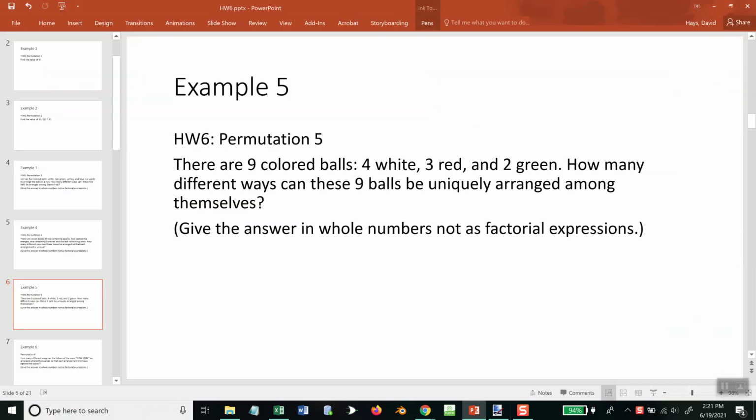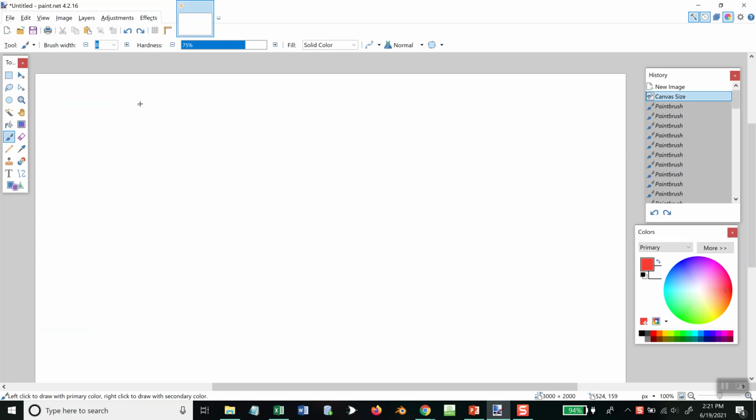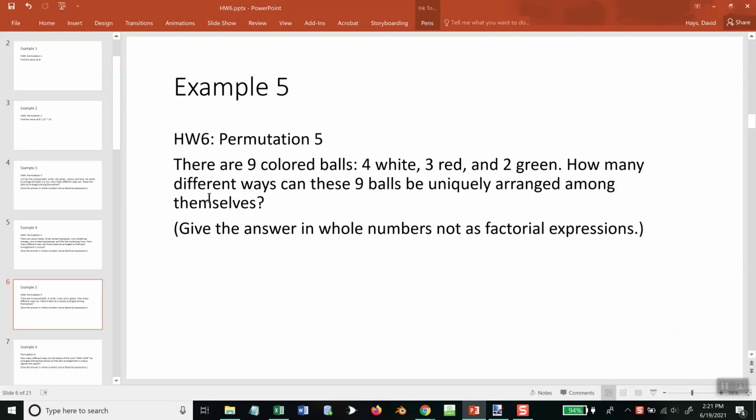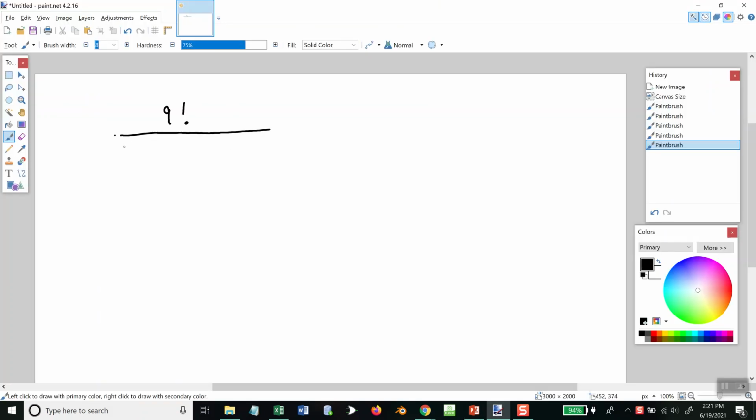Total number is 9, so we got 9 factorial on top. Oops, let's try it again. I don't want that to be red. So 9 factorial on top. Then we have 4 white. So I'm going to have 4 factorial.